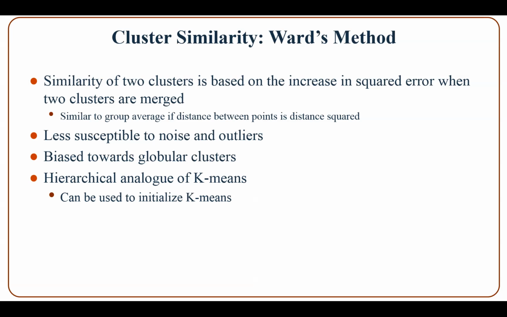In Ward's method, similarity of two clusters is based on the increase in squared error when two clusters are merged. It is less susceptible to noise and outliers, but biased towards globular clusters. And this method can be used to initialize k-means.